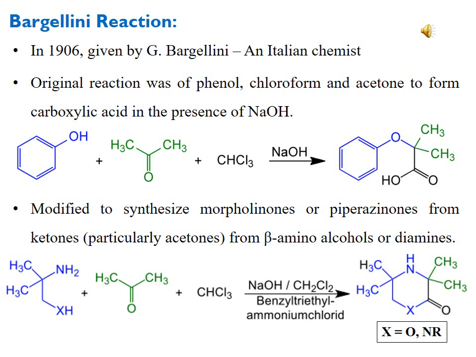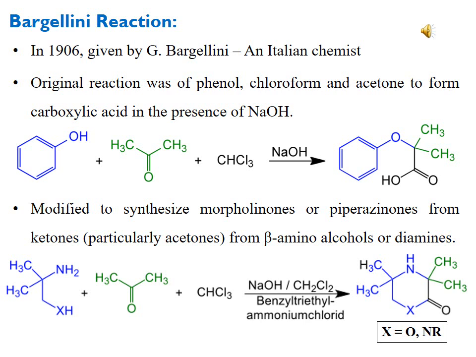The reaction includes the phenol, chloroform and acetone to form carboxylic acid in the presence of sodium hydroxide. Sodium hydroxide is an activator, not a catalyst. Then most generally or the most important modified form of this reaction is to use this reaction to synthesize morpholinones or piperazinones from ketones using the starting material of beta amino alcohols or diamines.